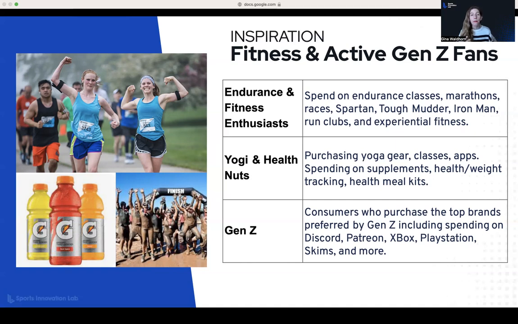And then with any of these audiences, we know that Gen Z and even Gen Alpha are high value audiences. And by being able to see the top Gen Z brands that are purchased by consumers, we know they fall into this market. So these are individuals who are spending money on Discord and Patreon and Xbox and PlayStation, indicating they are an early adopter. They are falling into this Gen Z set, and we can complement that with their sports fandom.